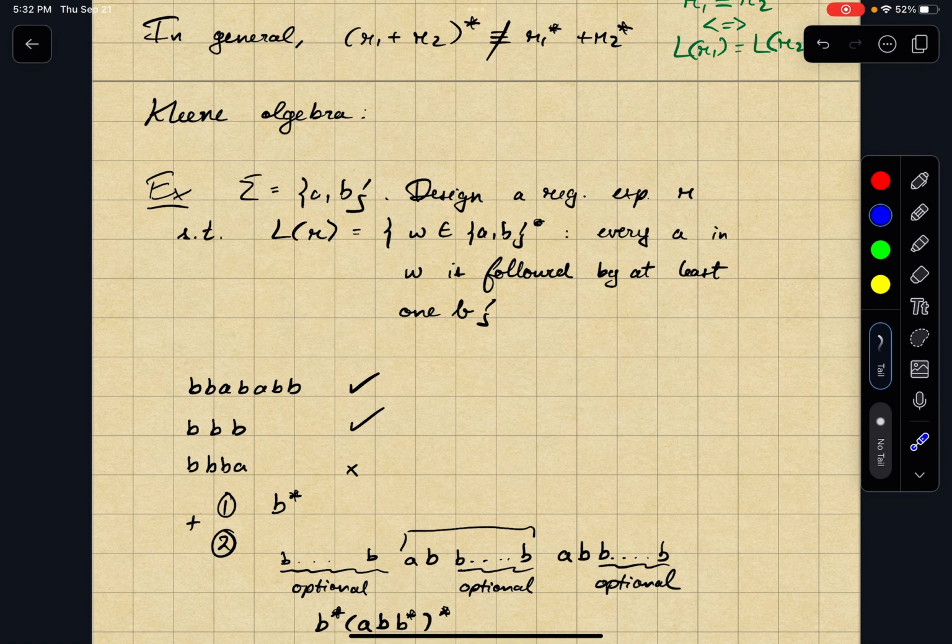This exercise might help you for one of your assignment questions. In this case, I have the alphabet {A, B}, and I'd like to design a regular expression R for which the language described by R is the set of strings W over the alphabet {A, B} for which every A in W is followed by at least one B. Another way of saying this is: in my string W, whenever I have an A, then I must have a B. So what are the strings that should be described by this regular expression?